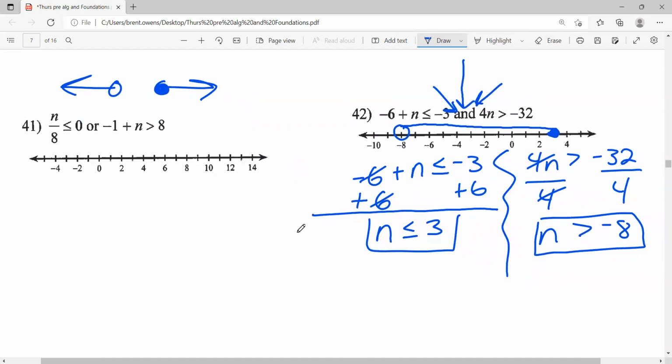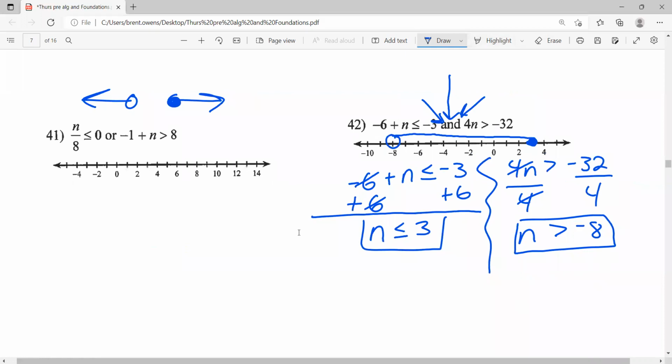All right, and that's the gist of it. Those are the types of problems that will be on our Unit 3 quiz. Let me just stop this real quick.